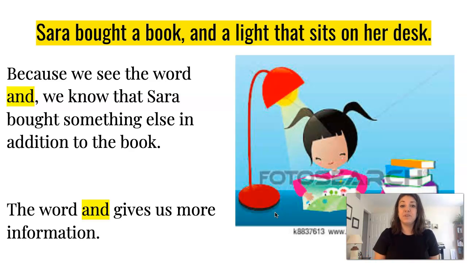So for example, let's take this sentence. Sarah bought a book and a light that sits on her desk. Because we see the word and, we know that Sarah bought something else in addition to the book. Sarah bought a book and lets us know that there's going to be something else that's coming. The word and gives us more information.